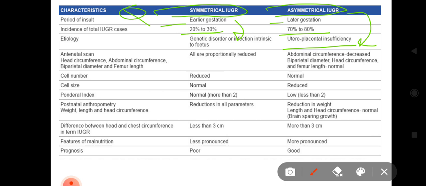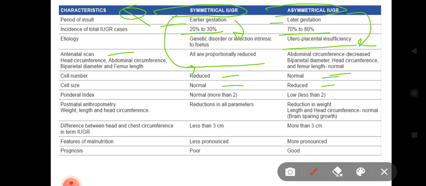Antenatal scan: head circumference, abdominal circumference, biparietal diameter and femur length are all proportionally reduced in symmetrical, as the name itself suggests it's symmetrical. While in asymmetrical, abdominal circumference is decreased, while biparietal diameter, head circumference, and femur length are normal. Cell number is reduced in symmetrical, normal in asymmetrical. Cell size normal and reduced are not very important points.